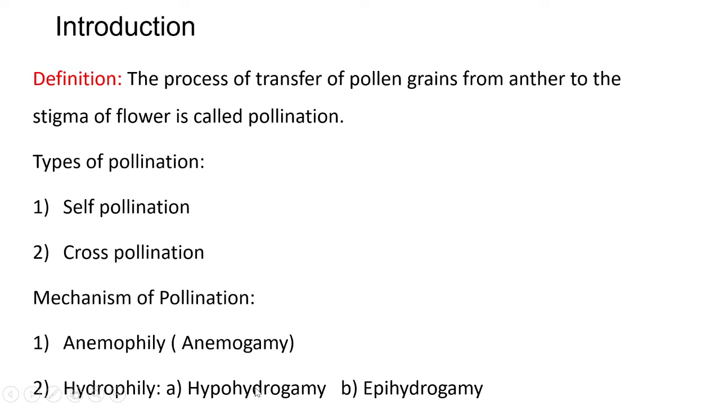Hypohydrogamy means when the pollination takes place inside water, called hypohydrogamy. Examples, Najas species, Ceratophyllum, etc. Epihydrogamy means when pollination takes place on the surface of water, it is called epihydrogamy. For example, Vallisneria.